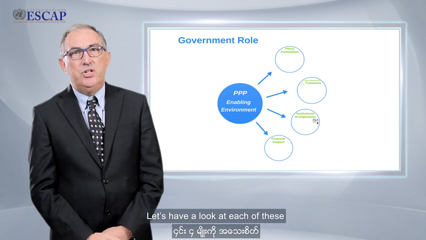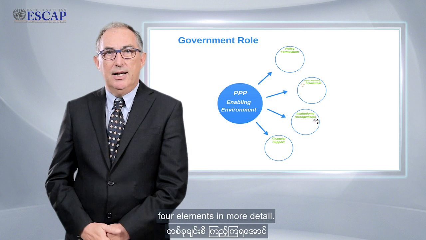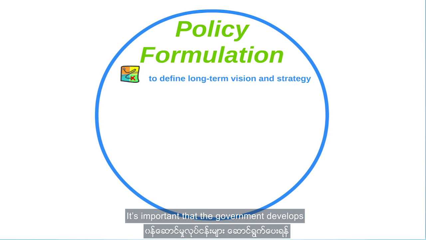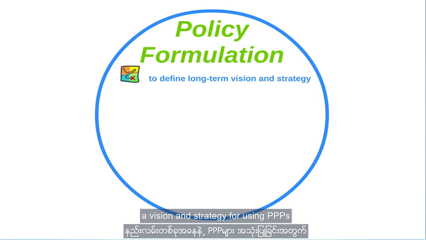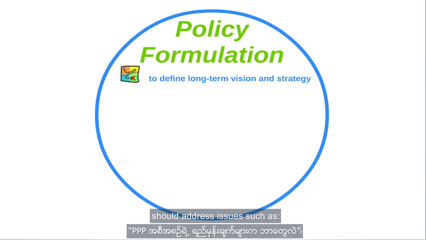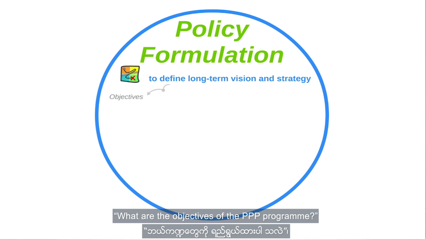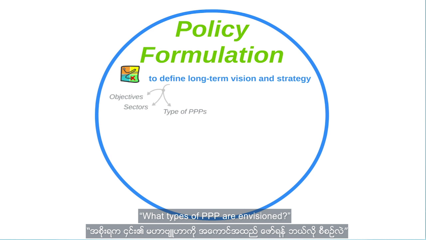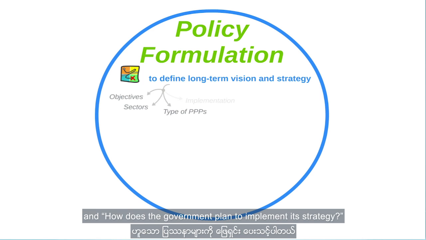Let's have a look at each of these 4 elements in more detail. The first step concerns policy formation. It's important that the government develops a vision and a strategy for using PPPs as a means to deliver public infrastructure services. The vision and strategy should address issues such as: what are the objectives of the PPP program? Which sectors are targeted? What types of PPP are envisioned? And how does the government plan to implement the strategy?